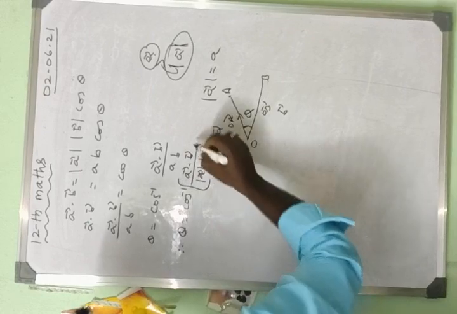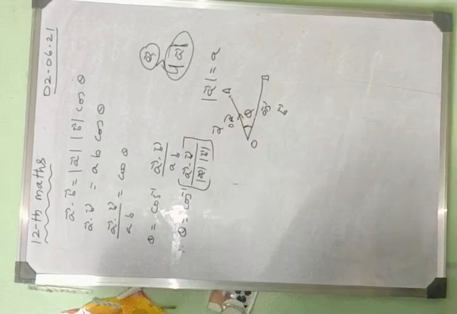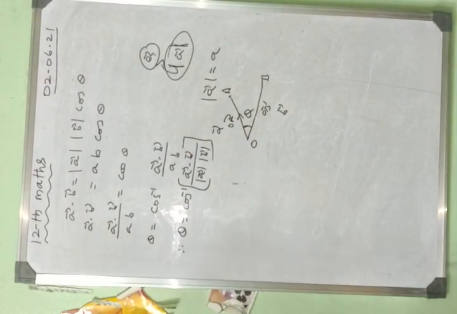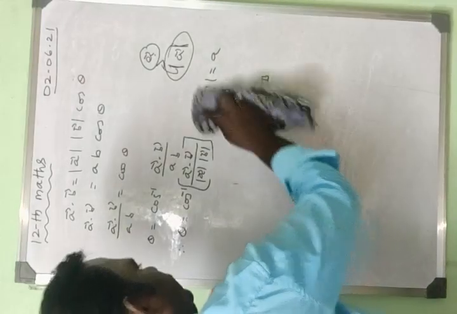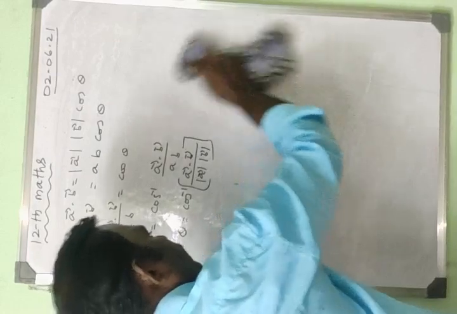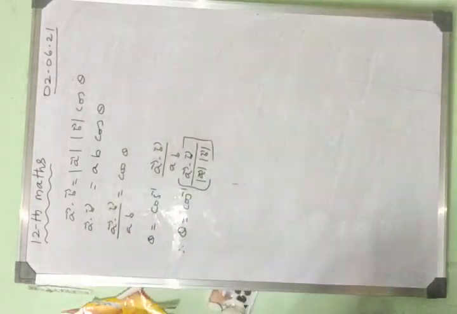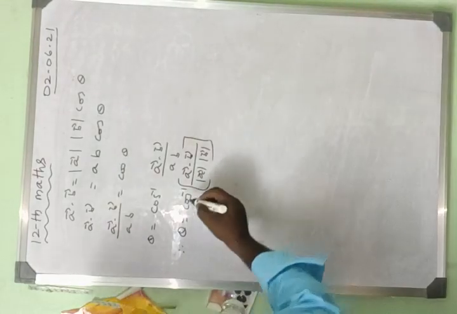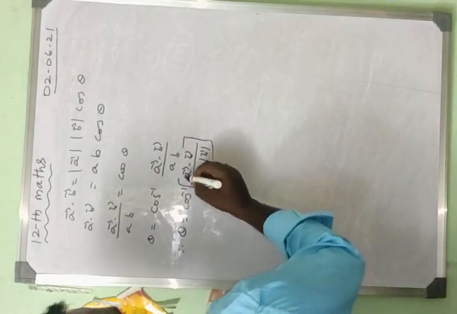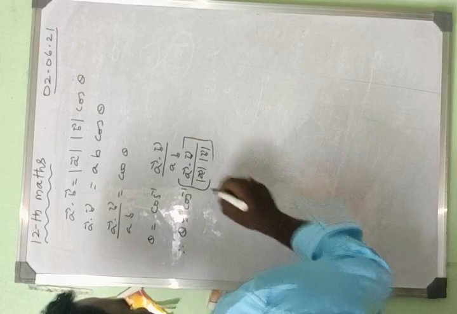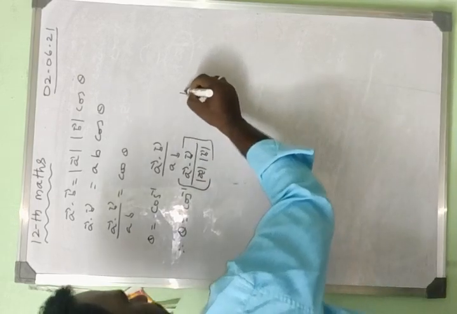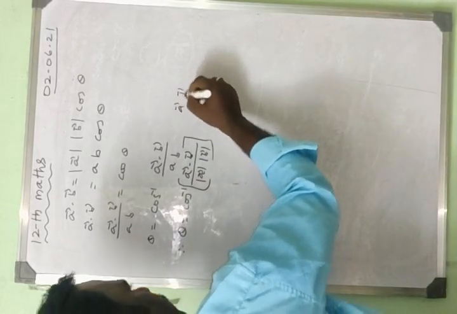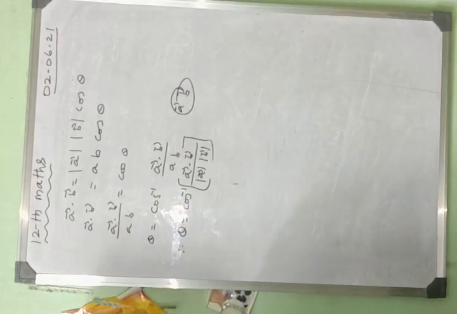This is the angle of vector A and vector B. If we want the angle, this is the one formula: theta is equal to cos inverse of vector A dot vector B divided by mod of vector A, mod of vector B. Vector A and vector B are two vectors.